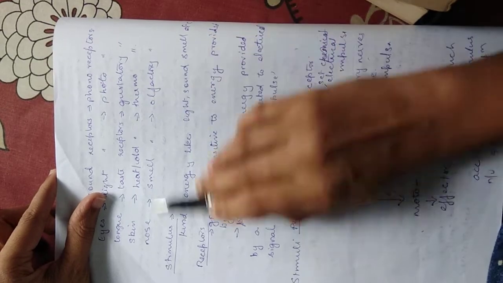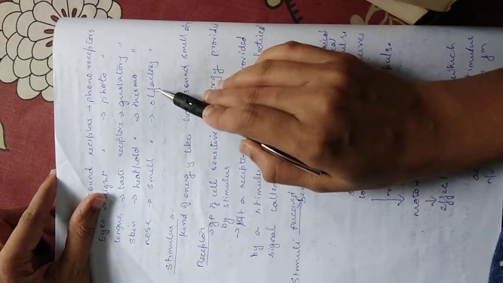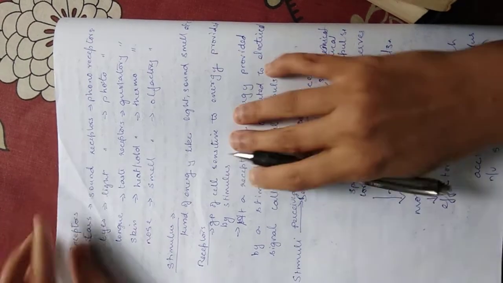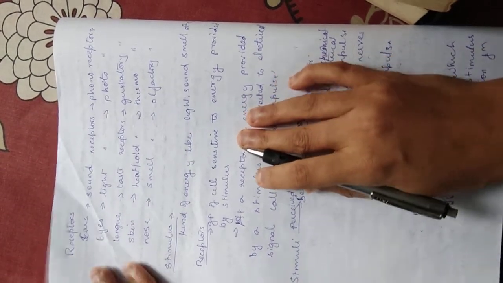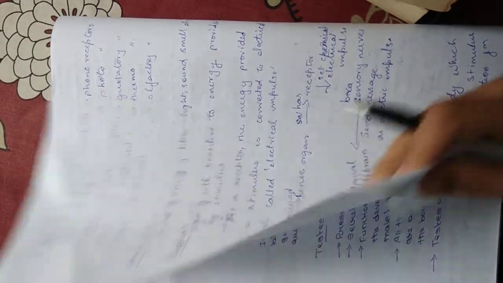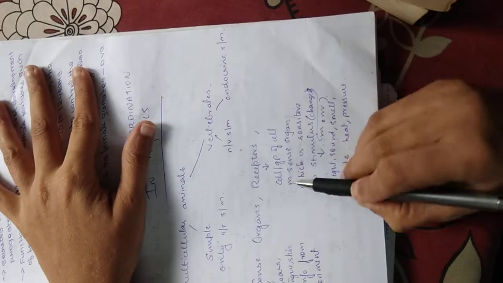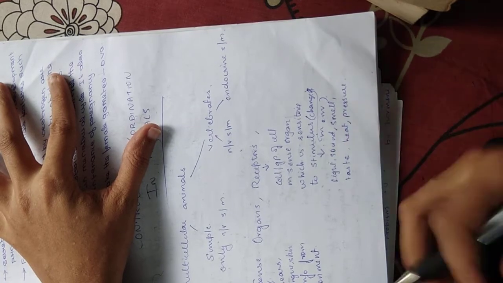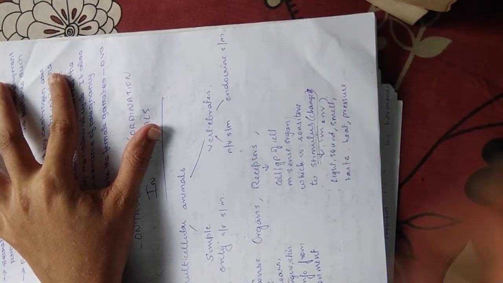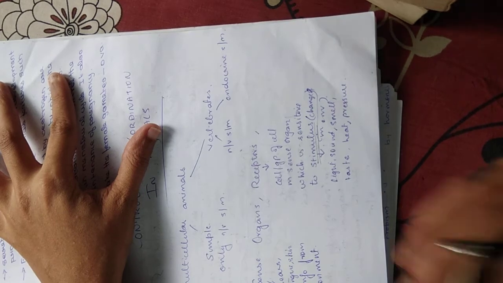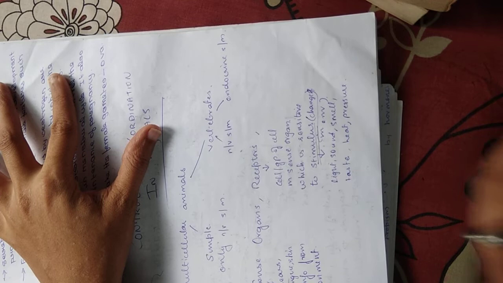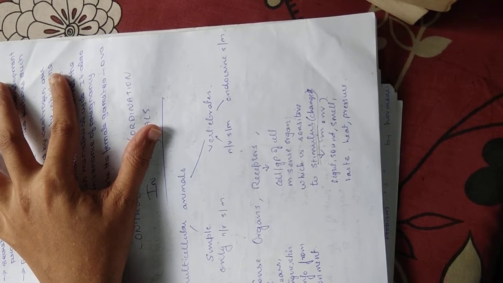Skin, thermoreceptors are there, or nose for that matter, olfactory or chemoreceptors are there. Okay, so we have now understood what receptors are. Receptors are specialized cells, a group of cells in the sense organs, which are very sensitive to stimulus. So what is meant by stimulus? Stimulus means light or sound or smell or taste, which creates a change inside the body.